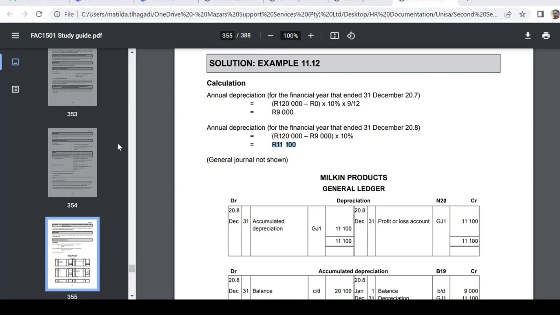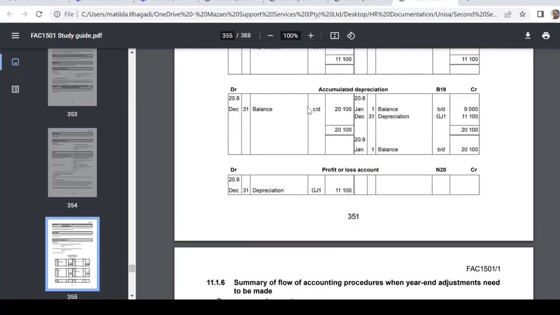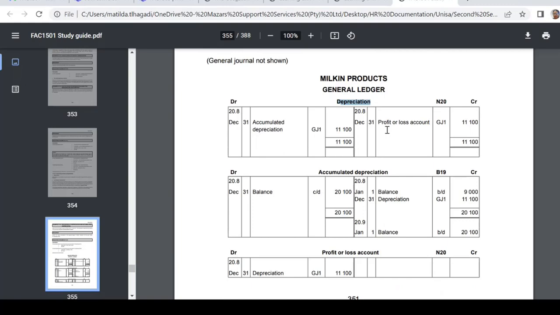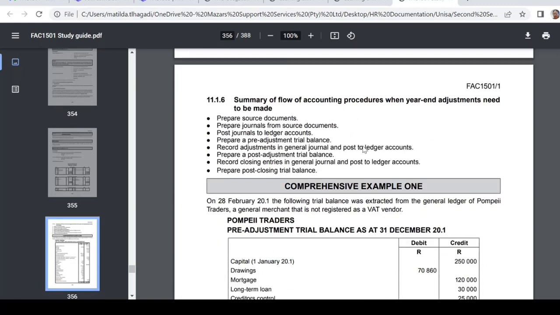which is, let's just calculate, 9,000 plus 11,100. It is 20,100. And we're closing off this depreciation to the profit and loss account.